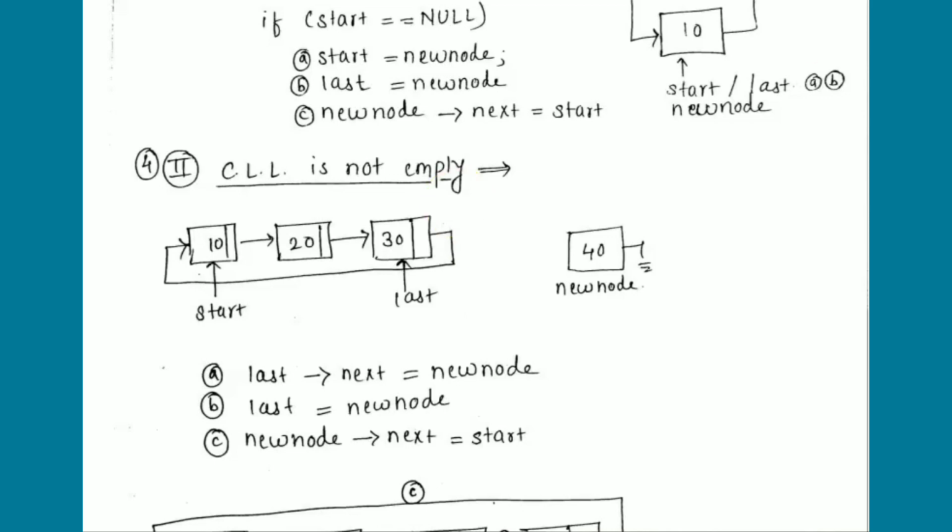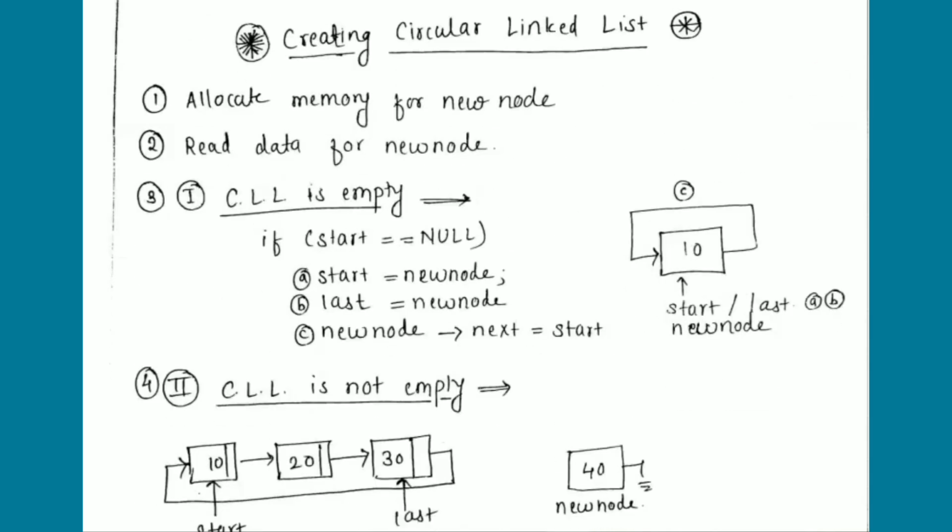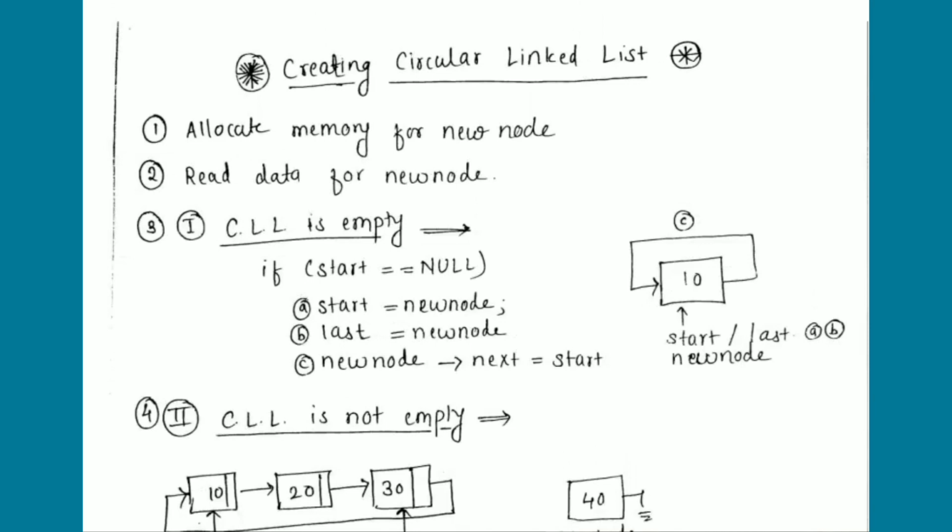So now the question arises: how to create this circular linked list? As we already discussed, we need to start by allocating the memory for the new node. That was the first part. We have to allocate the memory for the new node as per our application, as per our structure of a node. After that, we will read the data for our new node.